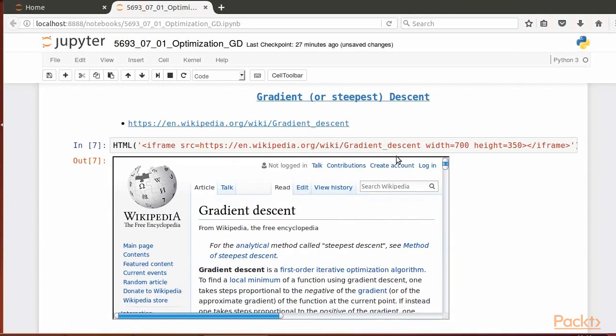A particular optimization method, very popular in machine learning, is gradient descent or steepest descent. It's a first-order iterative optimization algorithm that finds a local minimum of a function by taking steps proportional to the negative of the numerical approximate gradient of the function at the current point.